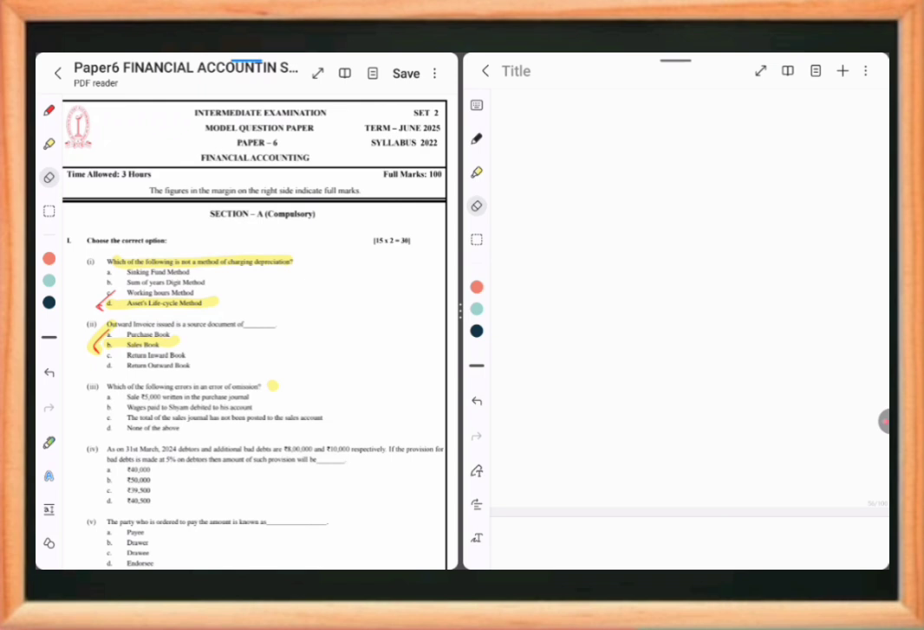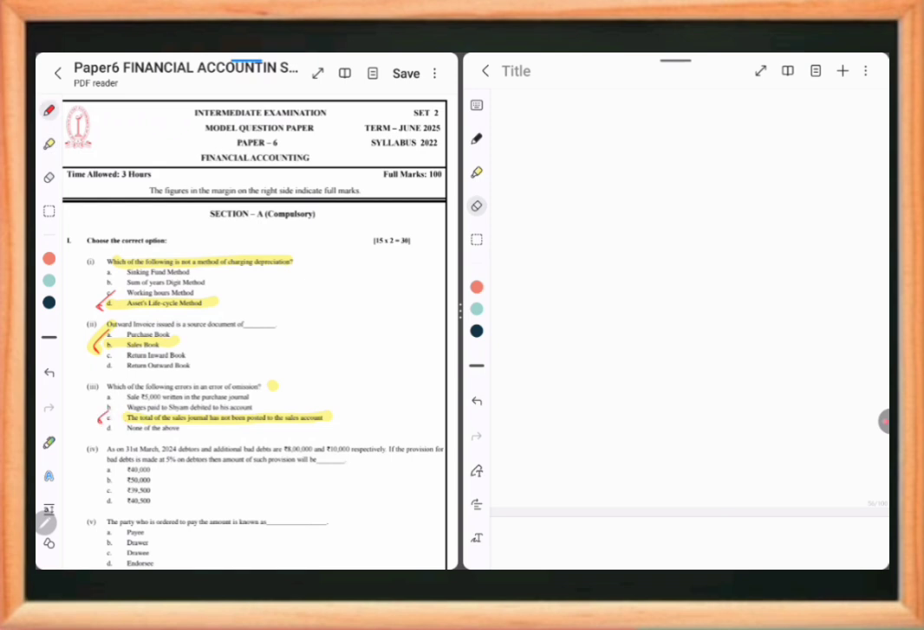The total of sales journal has not been passed to the sales account. That is, it has been omitted. So the answer will be C, the total of sales journal has not been posted to the sales account. That is the correct answer. Please make note of it. So C is the correct answer.